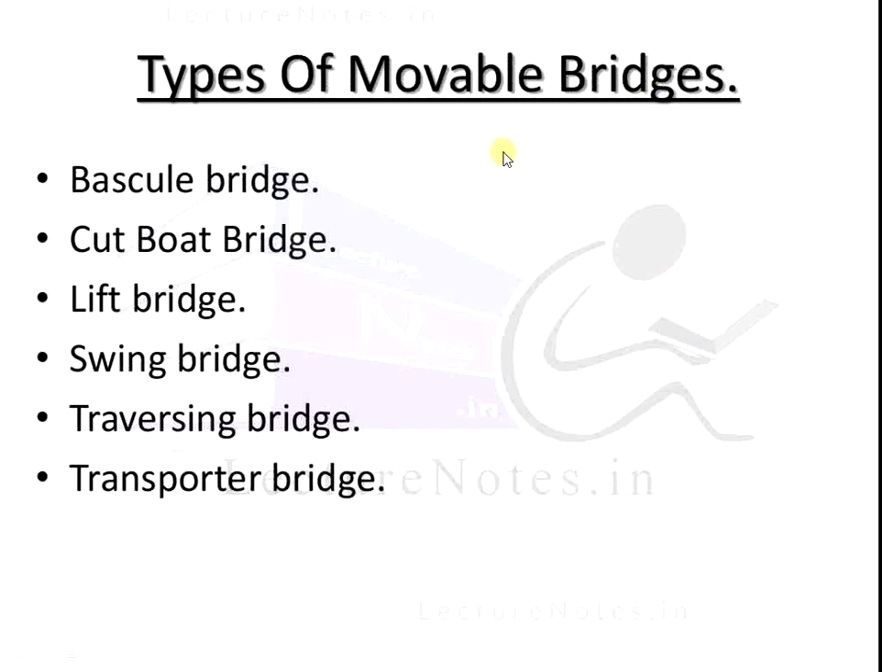Then the first point is the types of movable bridges or movable superstructure. The first is the bascule bridge, second the cut boat bridge, third the lift bridge, fourth the swing bridge, fifth the traversing bridge, and the last one is the transporter bridge. These are the main six types of movable span superstructure or movable bridges. We will see them one by one in detail.